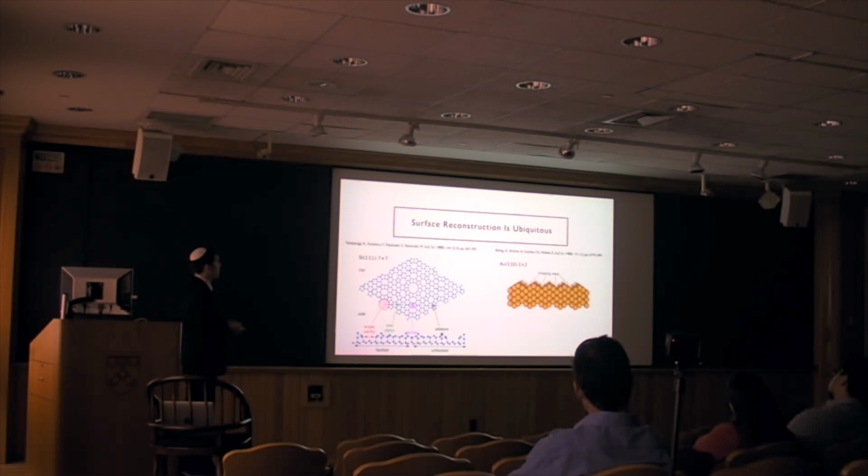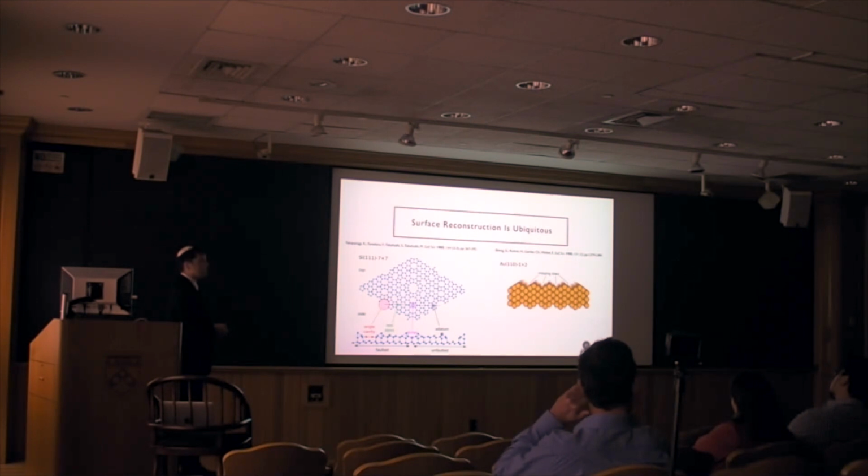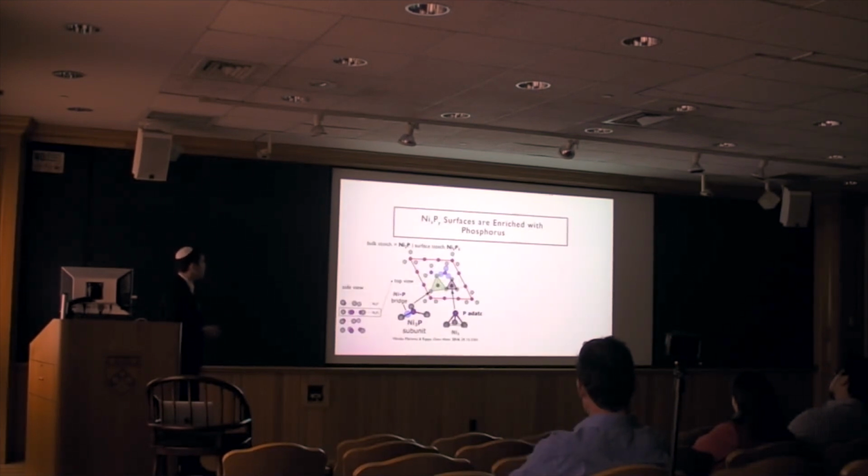Another example is that of silver 110. And what we find through scanning tunneling microscopy measurements is that actually the surface prefers to have missing rows, and so it has this jagged structure. And so from this you can see that surface reconstruction is something that occurs, and these are just two of many examples.